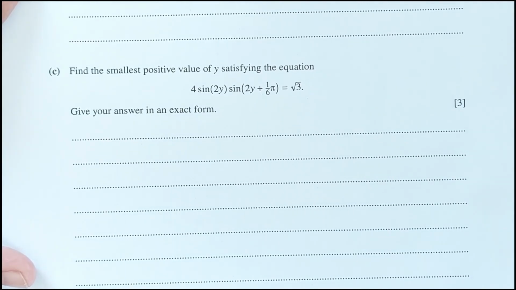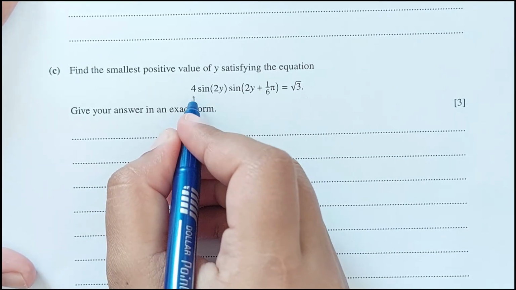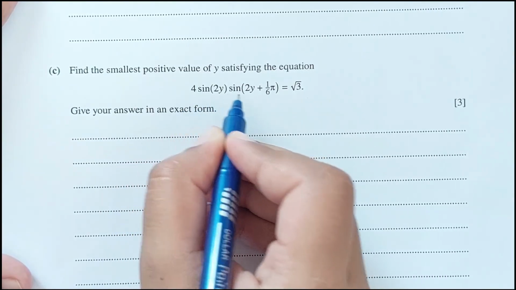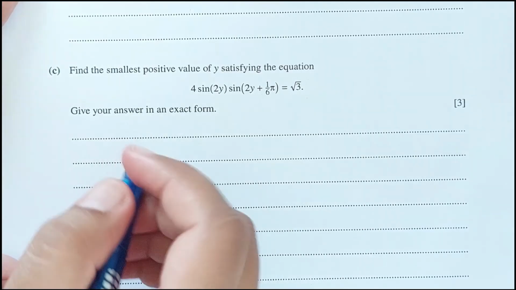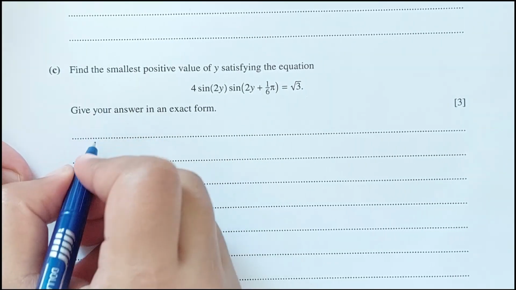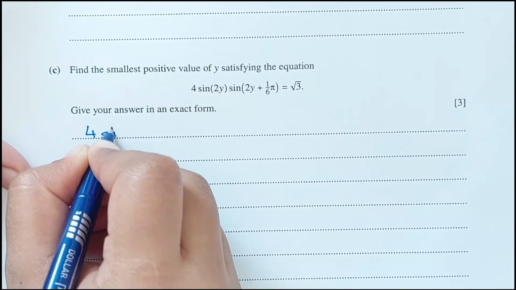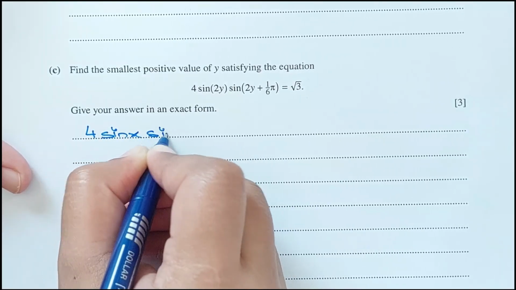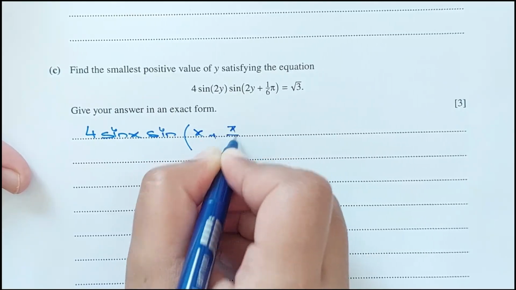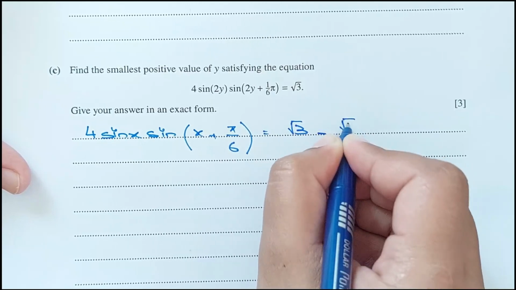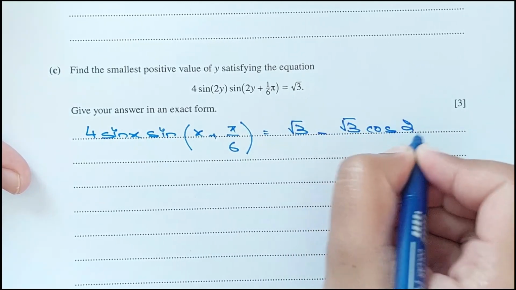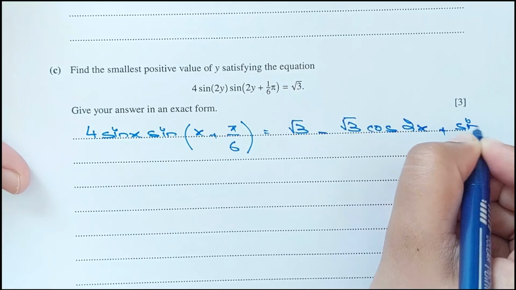Now for part C, find the smallest positive value of y satisfying this equation, giving your answer in exact form. Okay, so we have the equation 4 sine of x plus pi by 6 equals square root of 3. Let me compare with the given one. We have 4 sine of x plus pi by 6. This is equal to square root of 3 minus square root of 3 cos 2x plus sine 2x.